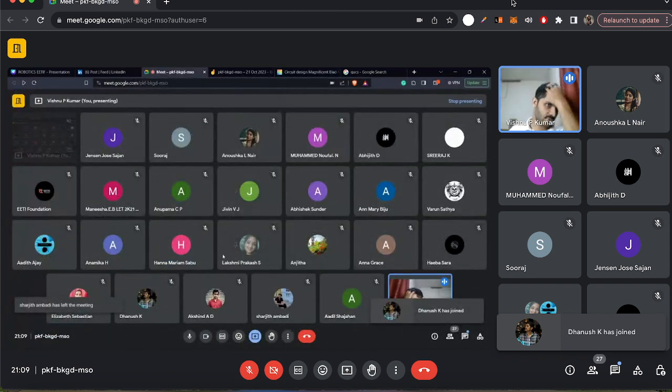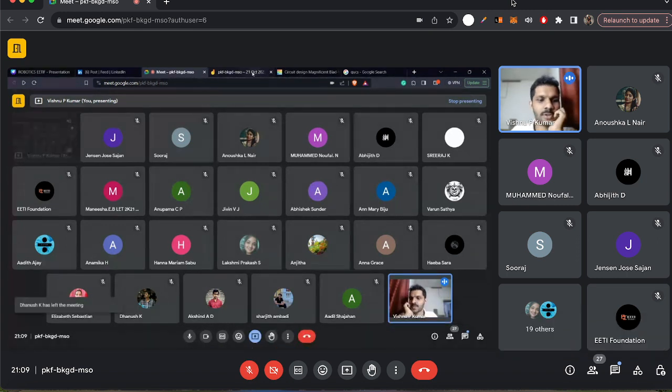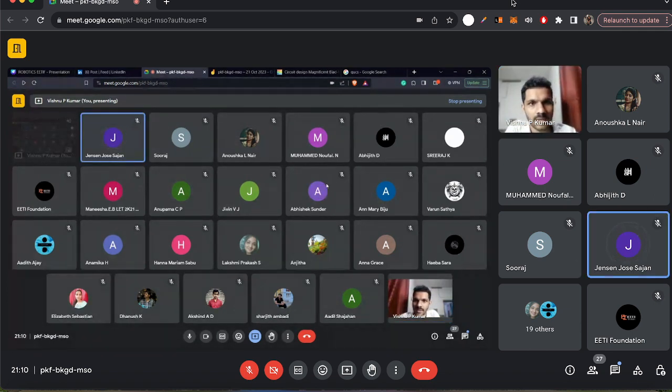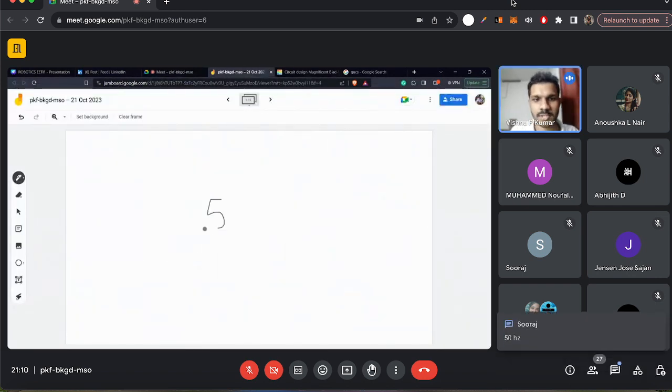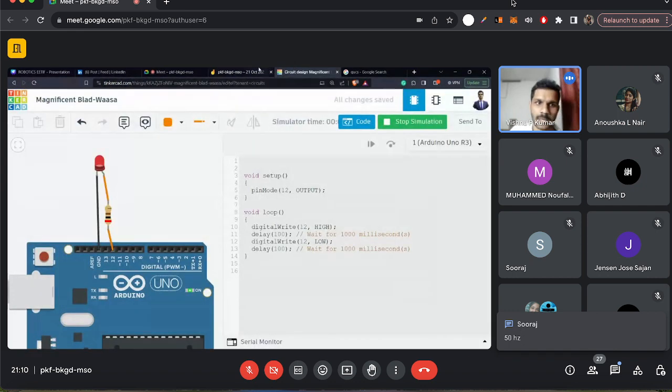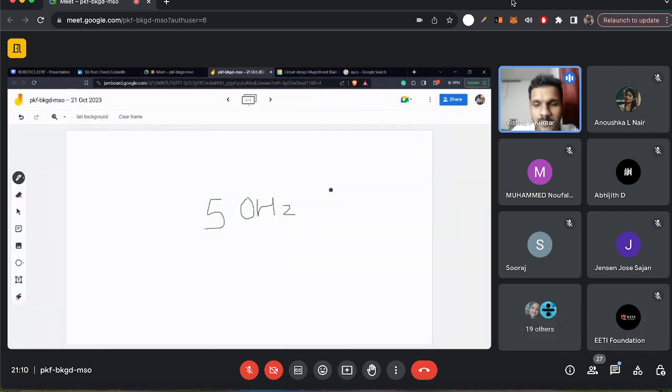So I think we have reached the end of the session. Let me ask you a small question also. What is the frequency of the signal, the current we are getting in our household supply? 50 hertz. 50 hertz ആണ് നമുക്ക് കിട്ടുന്ന സപ്ലൈ. So 50 എന്ന് പറയുമ്പോൾ ടൈം എത്രയായിരിക്കും?